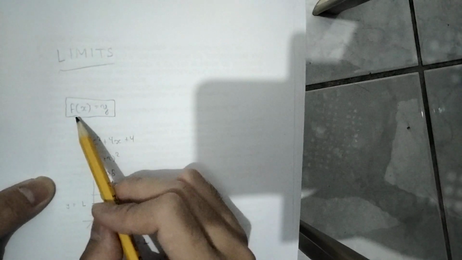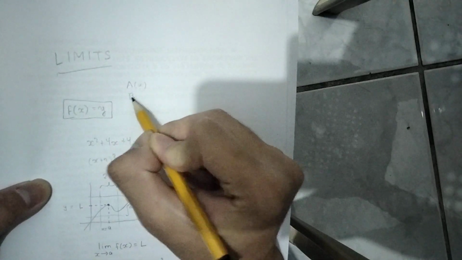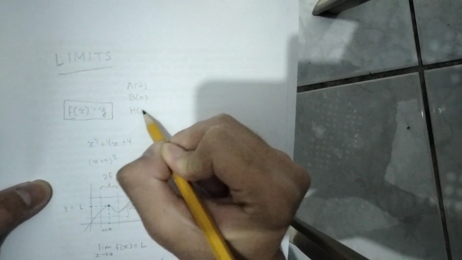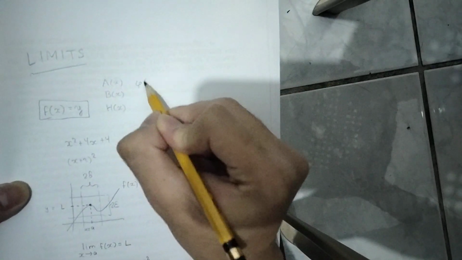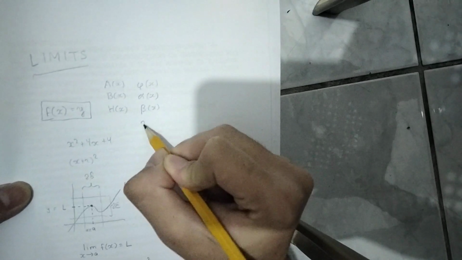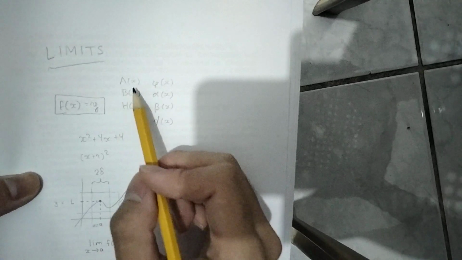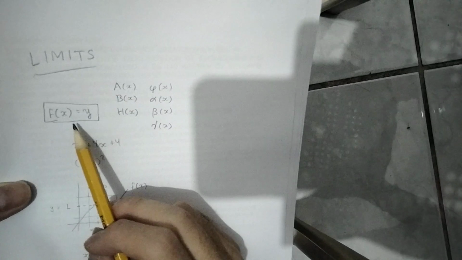Because this relation between the formula f of x, usually when we say f of x, it could be any symbol: a of x, b of x, h of x, even Greek letters, phi of x, alpha of x, beta of x, gamma of x. The symbols don't matter. What this usually denotes is a formula of x, some combination or expression of x.